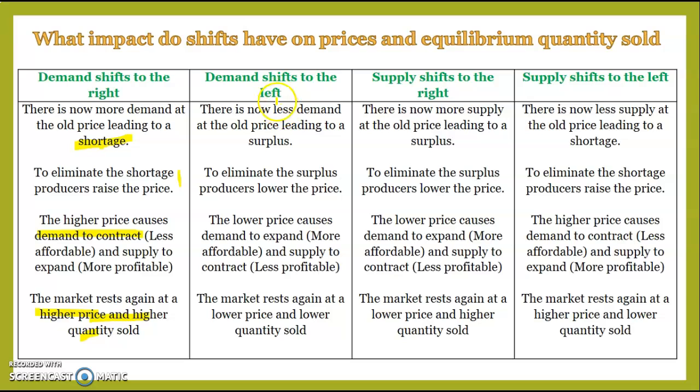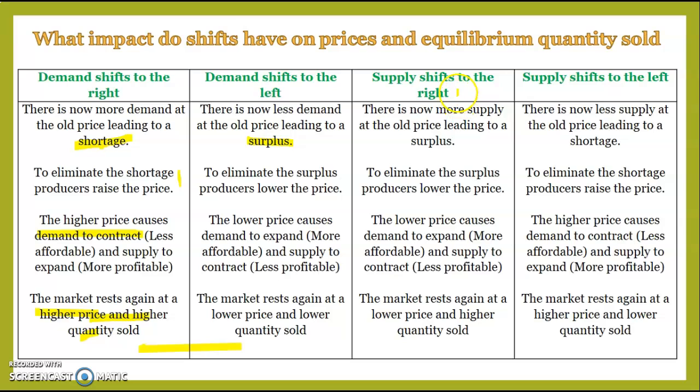If demand shifts to the left, you've now got a surplus because there's less demand at the old price, assuming supply stayed the same. To get rid of the surplus, you lower the price. When we lower the price, demand expands because it becomes more affordable, and supply contracts because it becomes less profitable, and you get a new equilibrium at a lower price and lower quantity sold. Okay, so they're your shifts in demand.